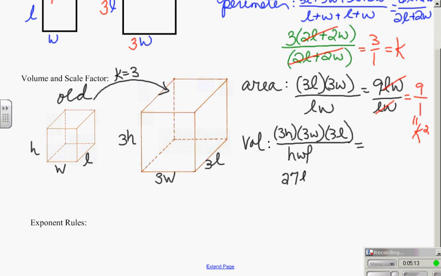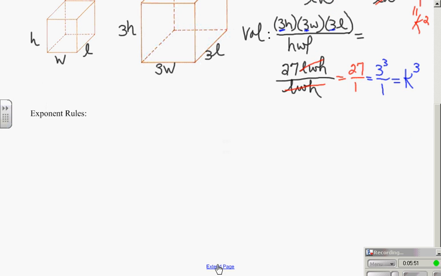Combine like terms in the top. 3 times 3 times 3 is 27 lwh. My denominator is lwh. You can see those variables are going to cancel, and I'm left with 27 over 1. Now, it may not be obvious to you, except if you look up here, that 27 is really 3 cubed over 1. So this is k cubed. If I'm increasing all of my dimensions by a certain amount, that is going to dramatically impact by a factor of k squared and k cubed for area and volume respectively.